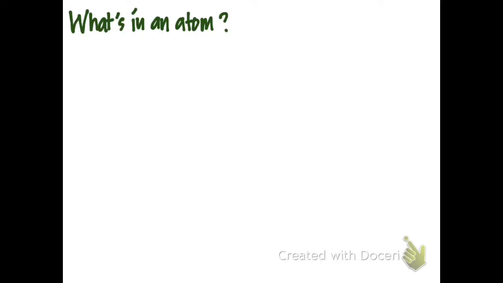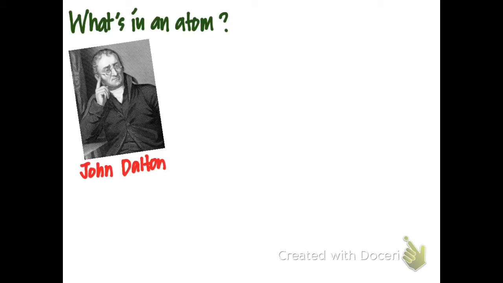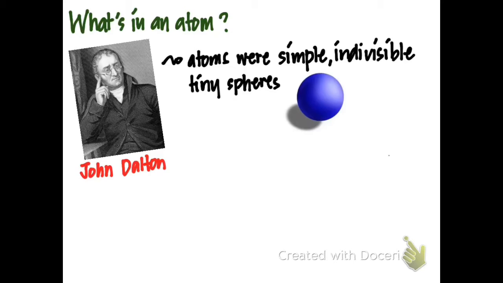Today we're going to learn what's in an atom. For Dalton, atoms were simple, indivisible, tiny spheres. We have seen that to understand the way matter is made, we need to consider the way in which atoms are bonded together. Dalton did not have any explanation for this, and so work went on to try to understand better how atoms could join together.